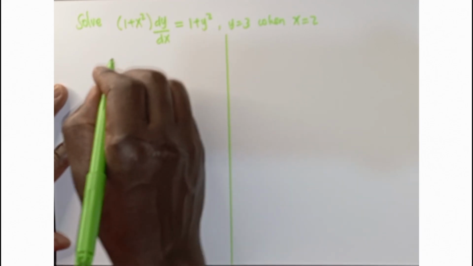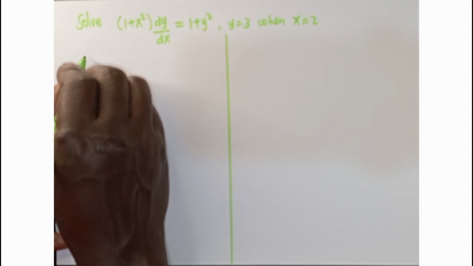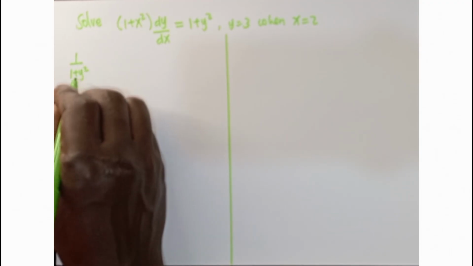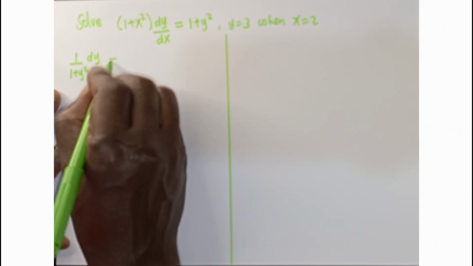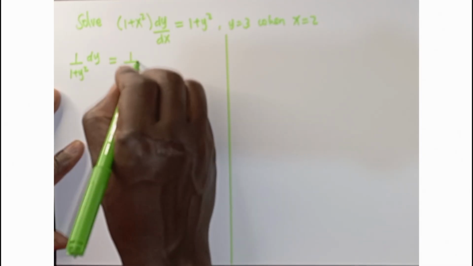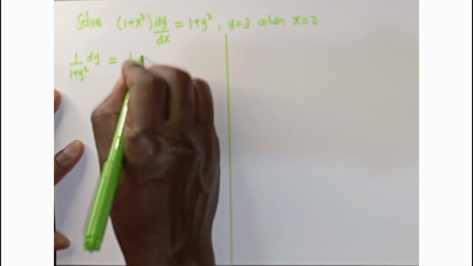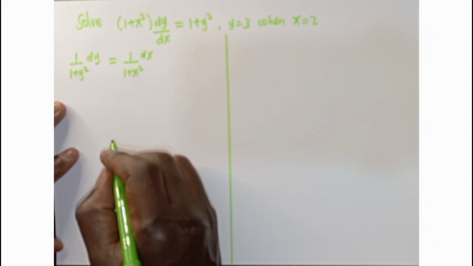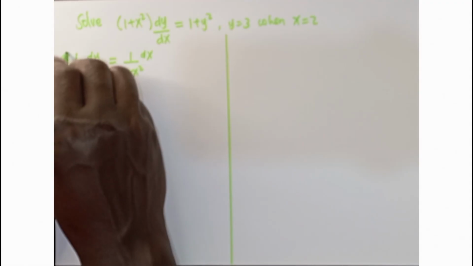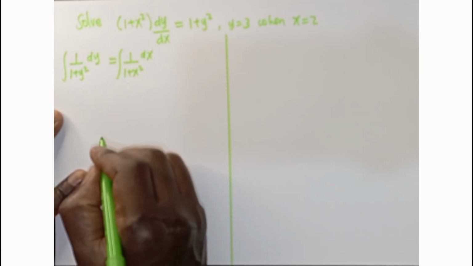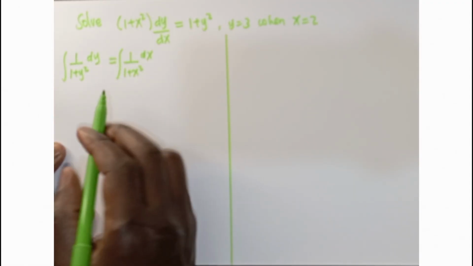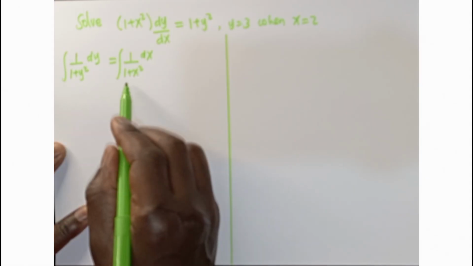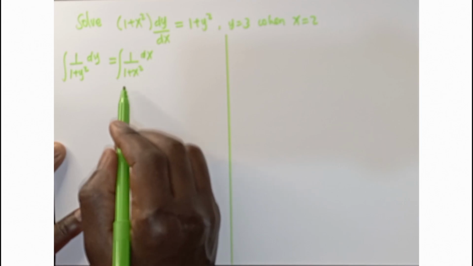Therefore, we shall have 1 out of 1 plus y square dy is equal to 1 out of 1 plus x square dx. Now the next step is to integrate on both sides. So we go ahead and integrate on both sides. When you integrate on both sides, if you clearly see this, it is going for tan substitution.